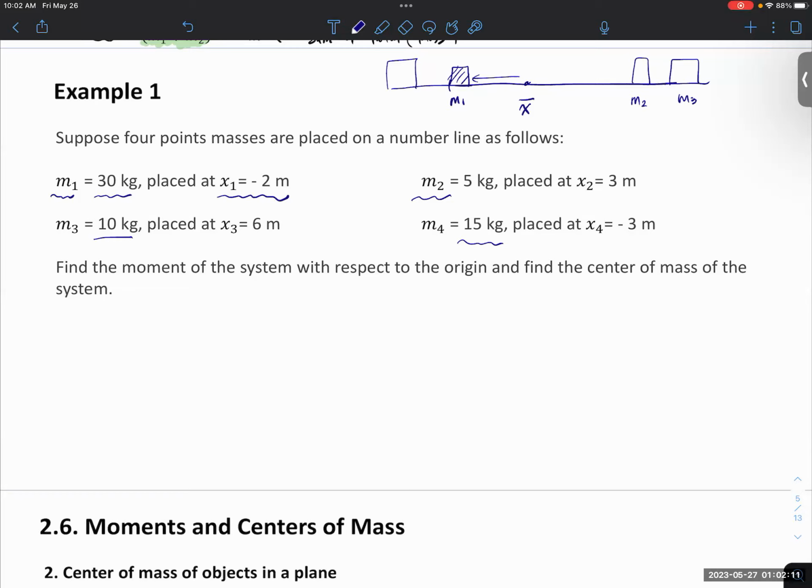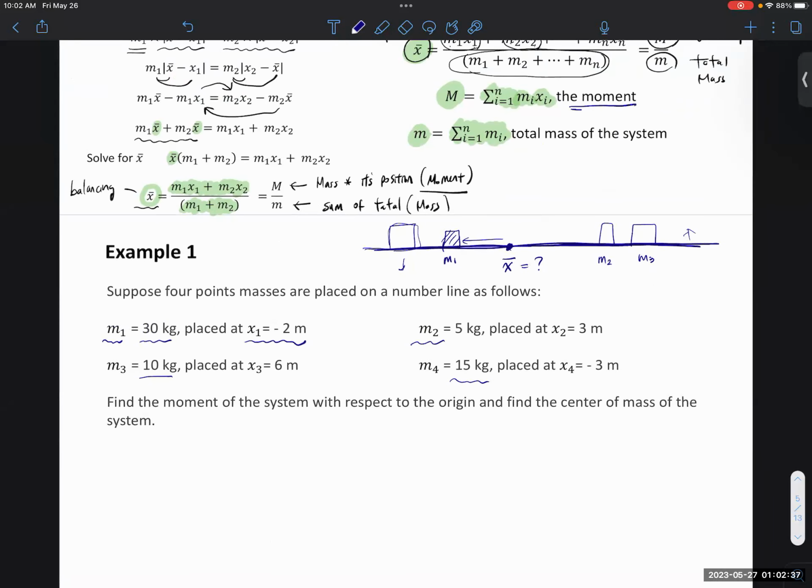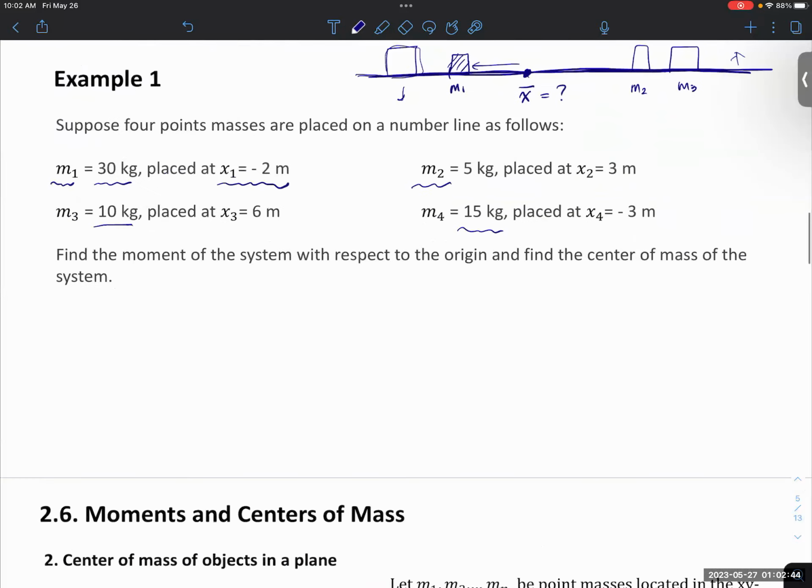To find the balancing point, these are the given information. I don't care whether this one is going down or this one is going up. Nothing is going up and down, we're just going to find the balancing point. Where is it, right? If you know the total moment and total mass, you can divide them. That's how you find the balancing point. So let's write it step by step.